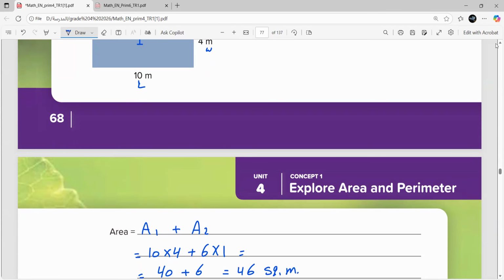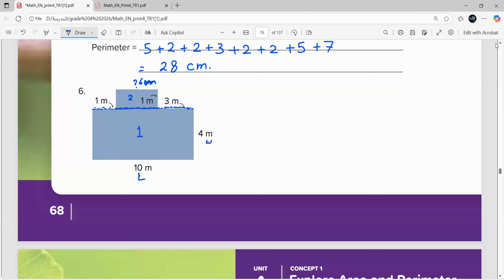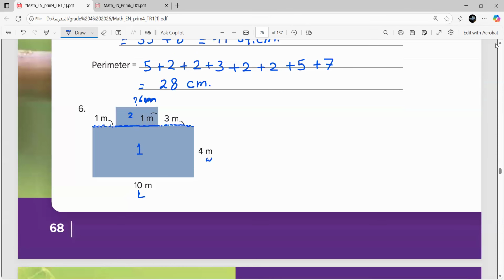What about the perimeter? Perimeter is the sum of the sides. We have here 6, and this is 1, 3, 4, 10. What about this? So easy, 4 meter. And this is 1, and this is what? 1 also. Let's add them together. And remember, we don't add the side inside the shape, right?